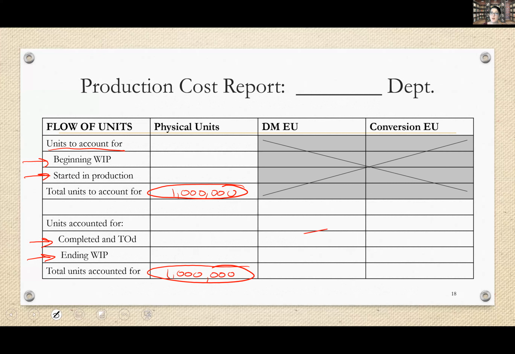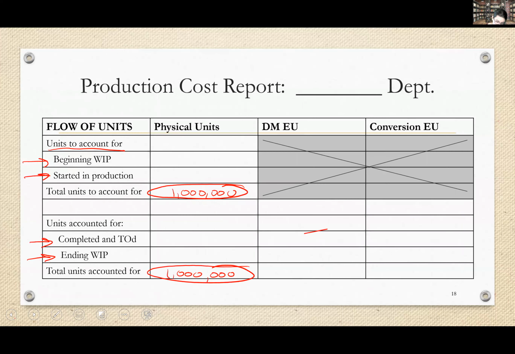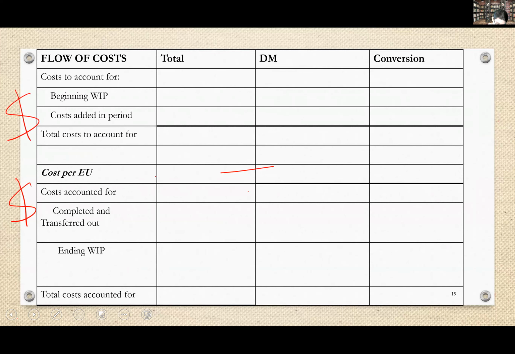Right. Now that we know how many units we have to account for, we're going to look at the flow of cost. Okay. So we see here now, all of this here is going to be dollar signs, right? So this whole thing are dollars. This first part here, these are not dollars, these are units. Okay, no dollars here. But over here, this is dollars. Now we're going to look at the costs and account for those.